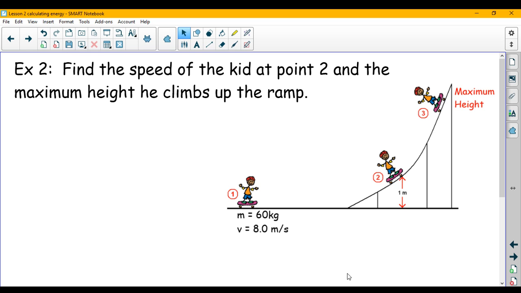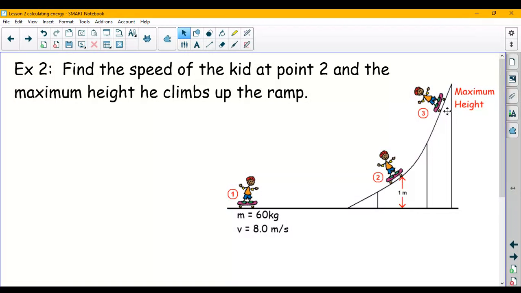We're going to try example number two, a little more complicated question. In this case, I have this boy and he is on his skateboard. I know his mass and his initial velocity, and he's going to go up this hill. I want to know at point two how fast he's going at this point. Obviously, it's going to be less than 8 meters per second, but it's going to be smaller. And then how high is the maximum height?